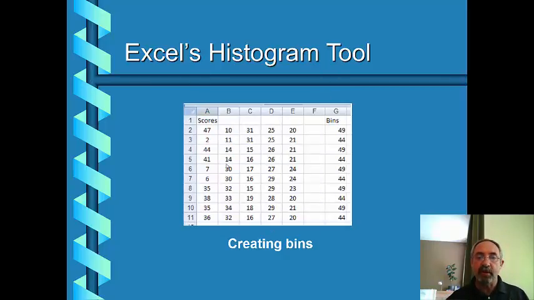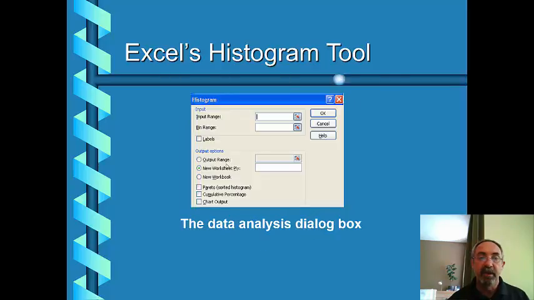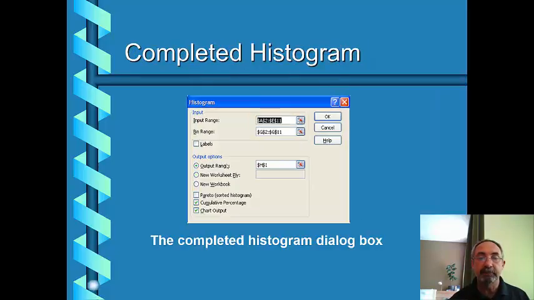First thing we do is we set up our bins. And notice we have our bins set up over here on the right, 49, 44, 39, 34, and so forth. And we're going to take a look and see how we can use the histogram tool in Excel to set up our histogram. There's a histogram tool, again, in the data analysis dialog box. And what we do is we find our input range there and our bin range. And then we're going to have it put into a new worksheet ply. Notice under the output options, it says new worksheet ply.